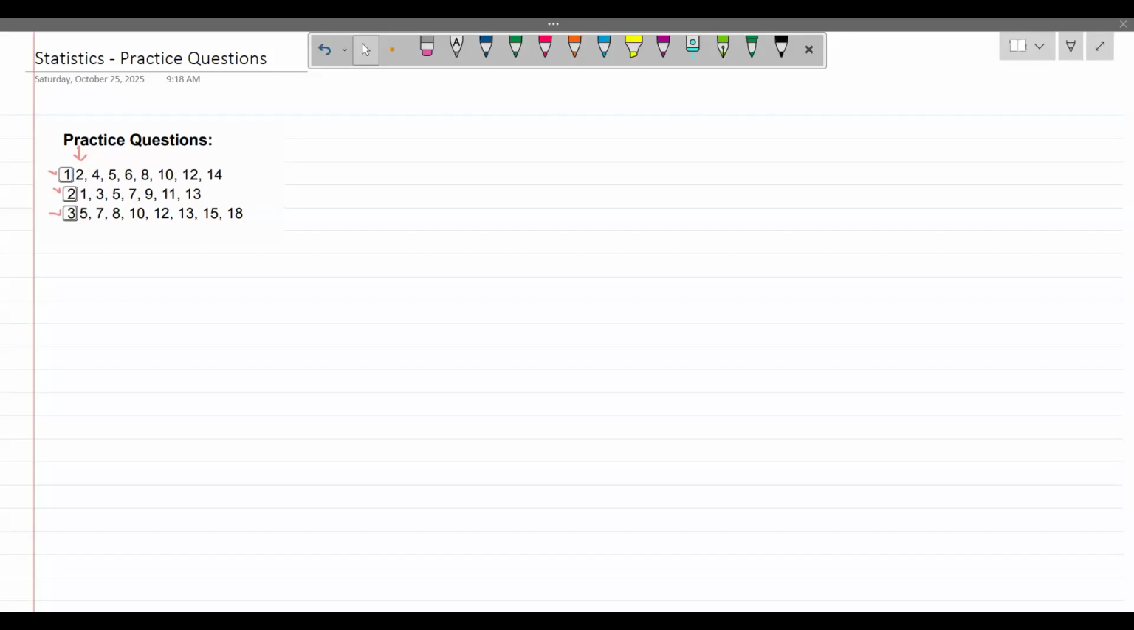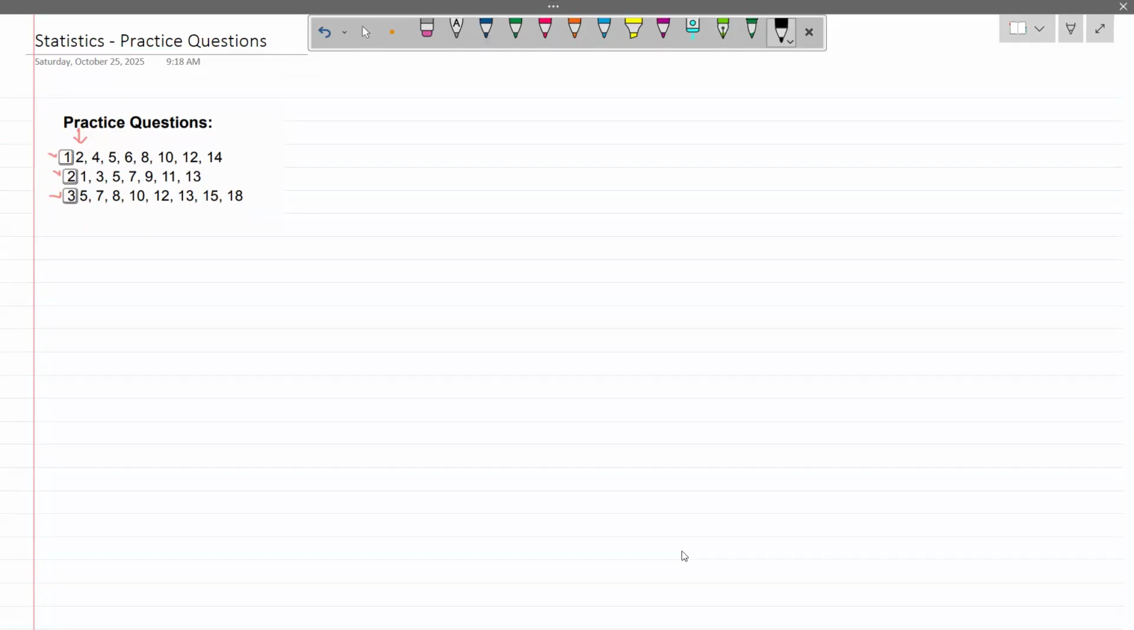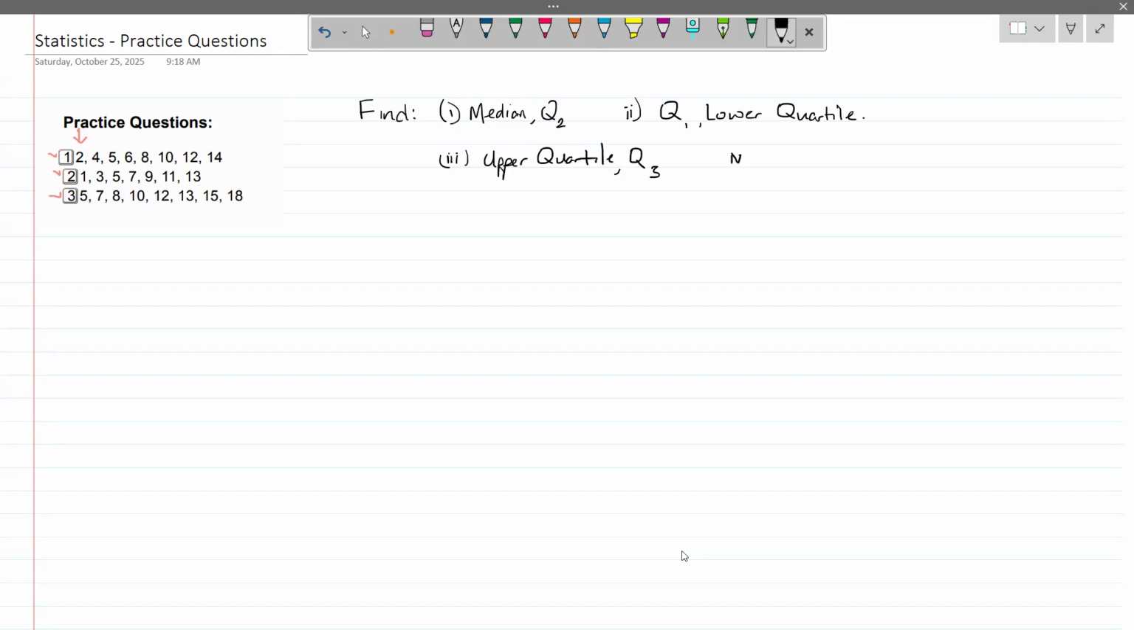Let's take a look at the solutions to this. For each of these, you want to find the median, which is my Q2 value. We want to find the Q1 value, which is my lower quartile. We also want to find the upper quartile, my Q3 value. We want to find the interquartile range, and we want to find the semi-interquartile range.